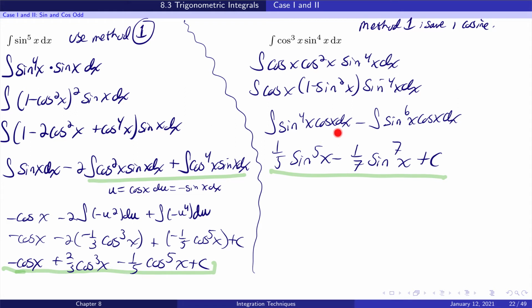Again, both of these are done with u substitutions. u is going to be sine x, so I've got the antiderivative of u to the fourth. du is cosine x, so that's taken care of there, and you wind up with that statement there.